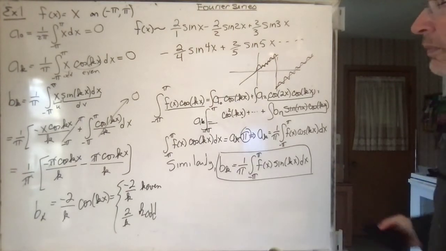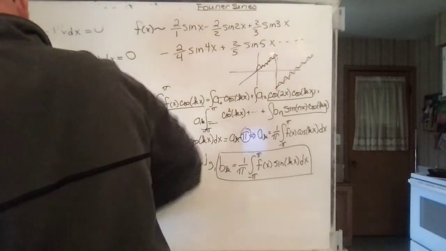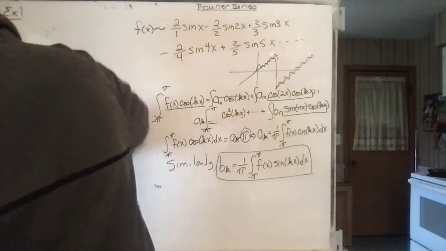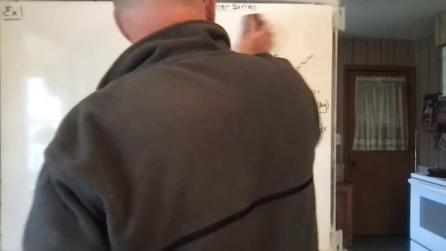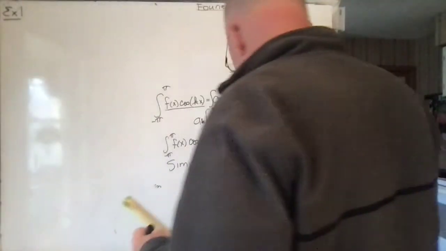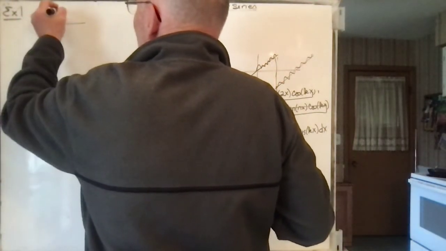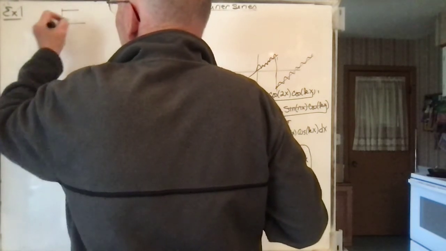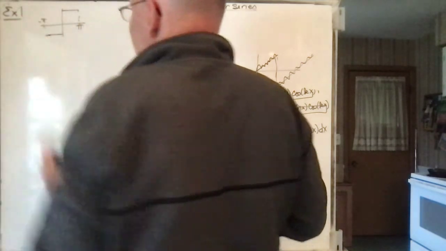Okay? Let me do one other one for you. This is a really cool one. One of the most interesting ones is what happens if you have just a square wave. Okay, in this case, here's what we've got. We've got a function that is 1 there, and it's negative 1 there. So there's pi, there's negative pi.